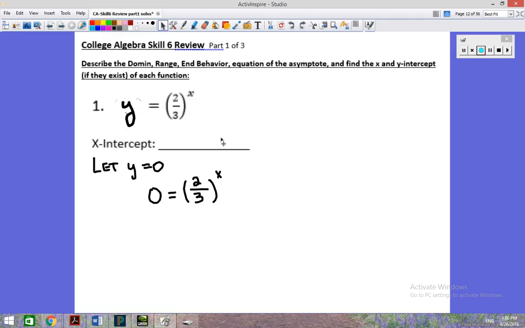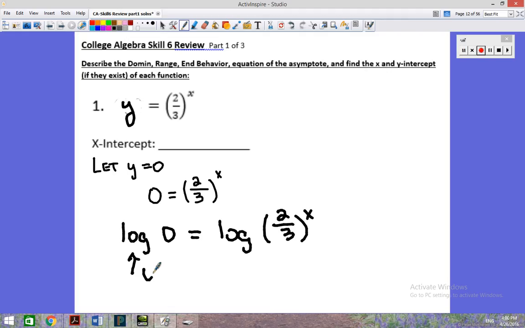Suppose you didn't recognize that. If you were trying to solve this, you need the inverse of an exponent. Well, that's a logarithm. If you take the log of the left-hand side, then you have to take the log of the right-hand side. So now, hopefully, you recognize that you can't take the log of 0, that this is undefined.